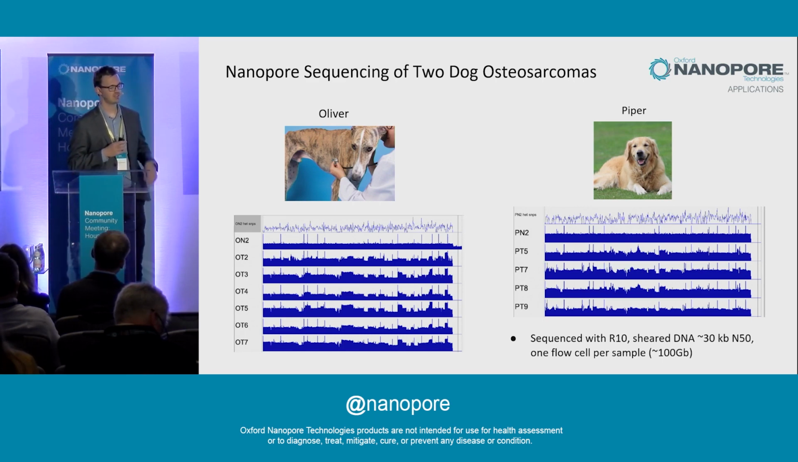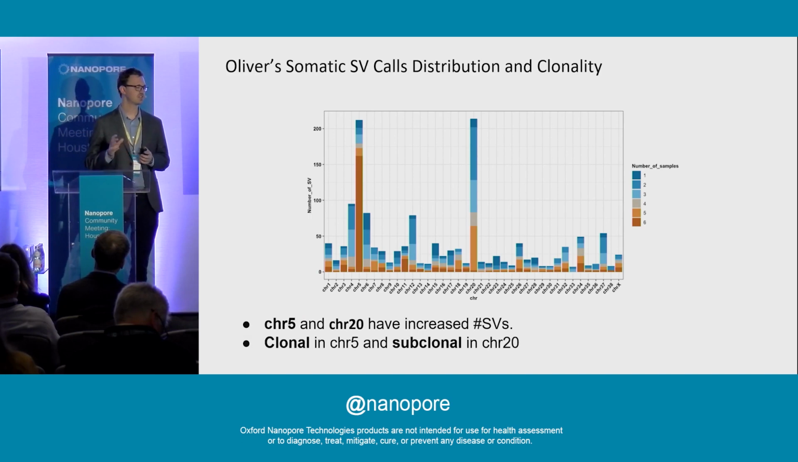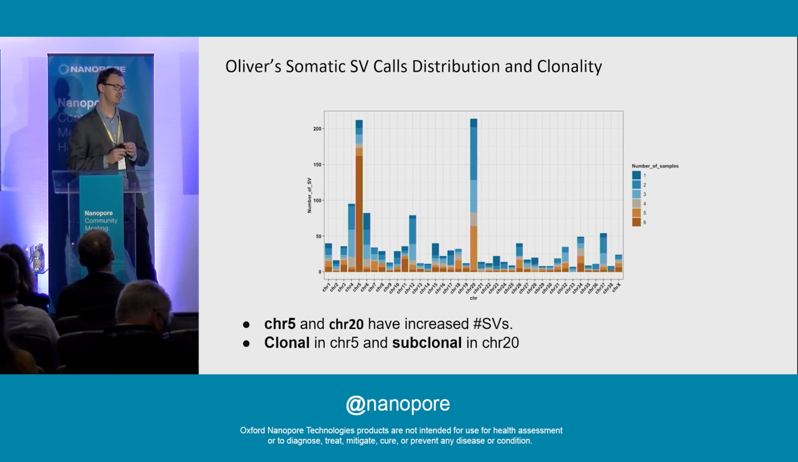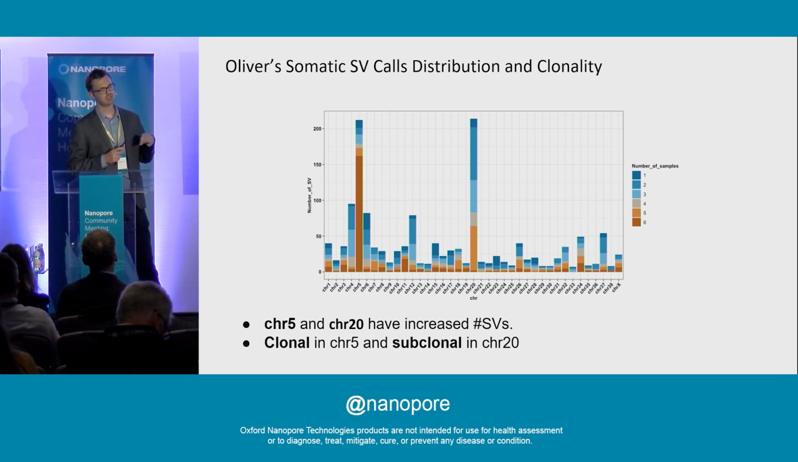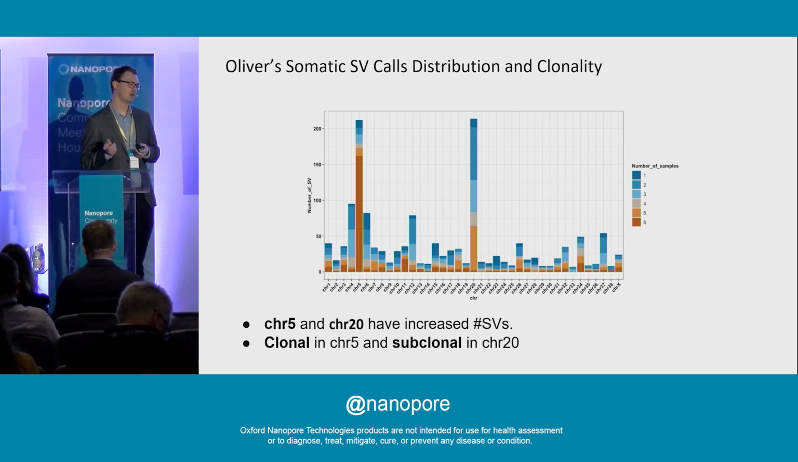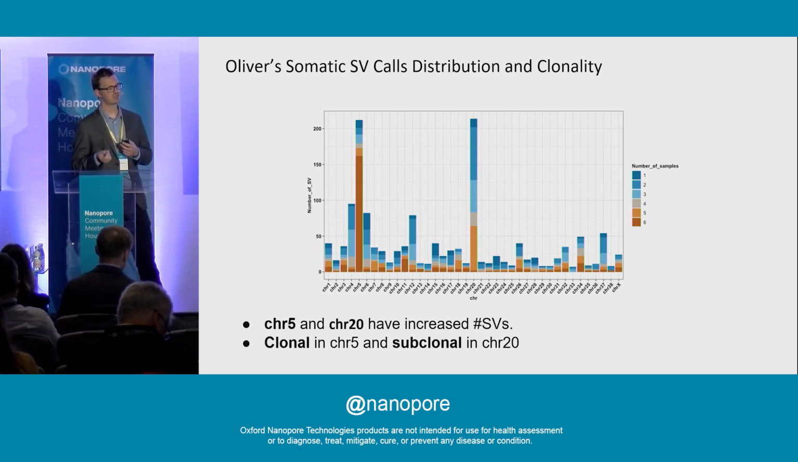First we started to look at structural variants, and those are somatic structural variants in Oliver. I will explain exactly how we call these variants in a little bit. What you can see here is there are definitely 2 chromosomes that stand out, chromosome 5 and chromosome 20, and this is color-coded by the number of samples that support the structural variant. So this basically shows you the heterogeneity. On chromosome 5, most structural variants are clonal. We observe them in every sample, versus in chromosome 20, most of them are subclonal.